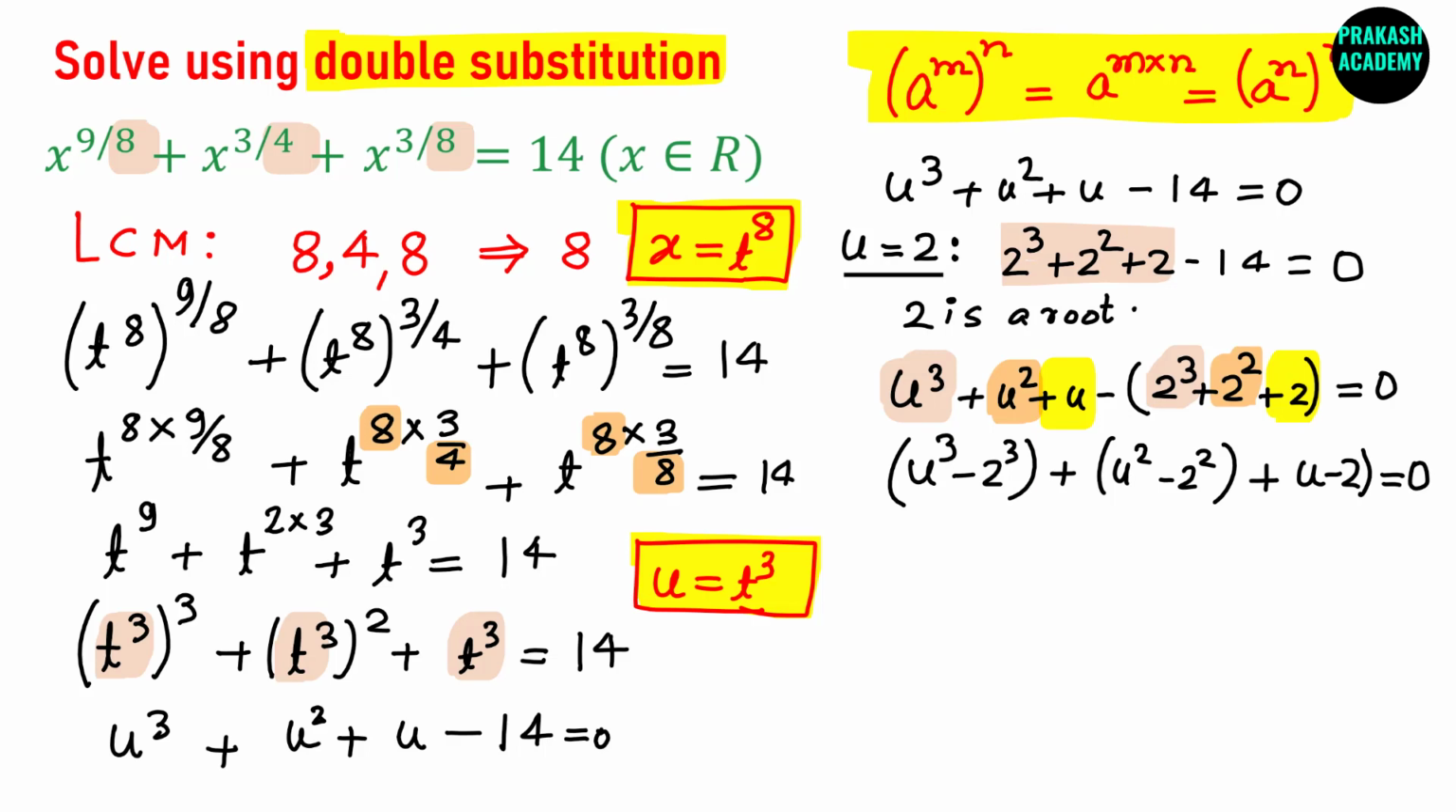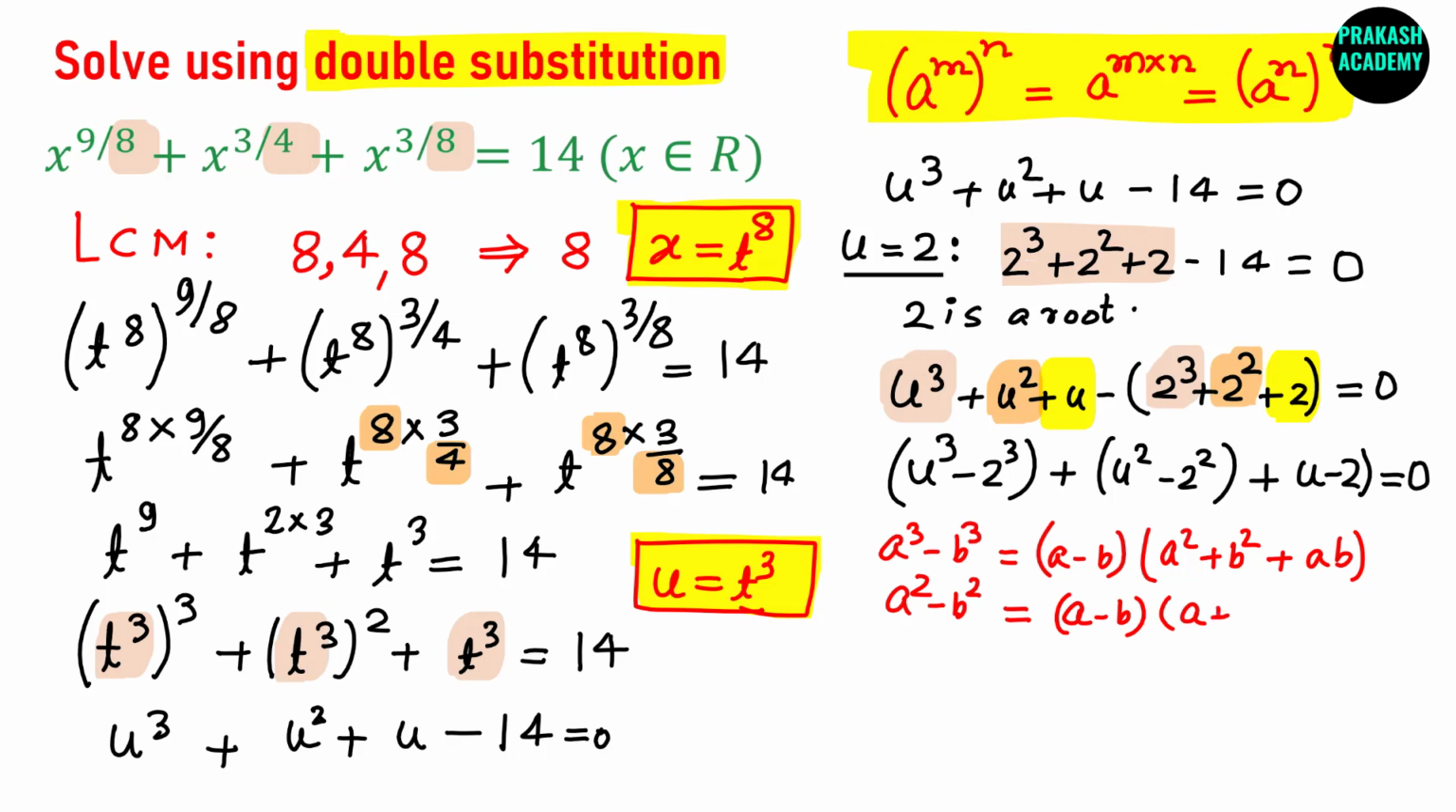Now you can use the identities to further simplify this. If you remember the algebraic formulas, the first formula I will use is a cube minus b cube is equal to a minus b into a square plus b square plus ab. Similarly, we have another algebraic identity, a square minus b square is equal to a minus b into a plus b.